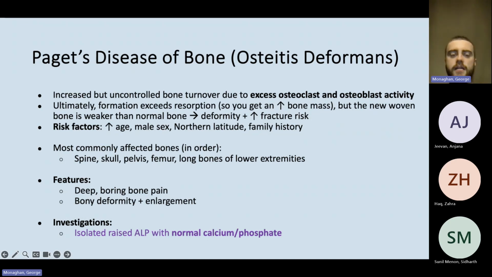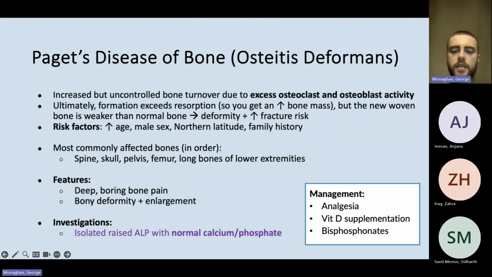So investigations, they have an isolated raised ALP. So in any question, if the other bone profiling is normal, so calcium and phosphate normal with an isolated raised ALP, that should raise suspicions of Paget's with, again, the symptoms and features that they're presenting with. And management: analgesia, vitamin D supplementation, and again, we give bisphosphonates.